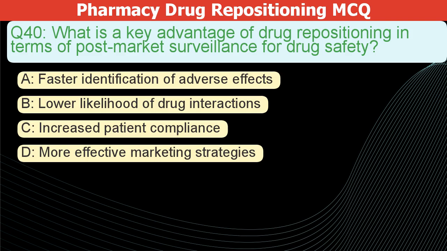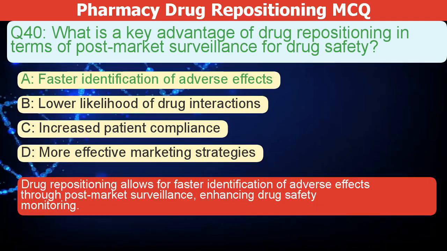What is a key advantage of drug repositioning for post-market drug safety surveillance? A. Faster identification of adverse effects. B. Lower likelihood of drug interactions. C. Increased patient compliance. D. More effective marketing strategies. The correct answer is A. Drug repositioning allows for faster identification of adverse effects through post-market surveillance, enhancing drug safety monitoring.